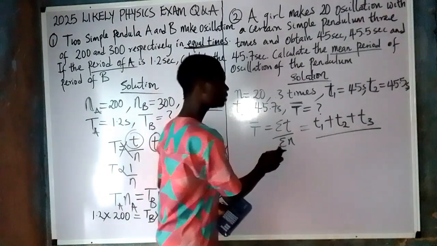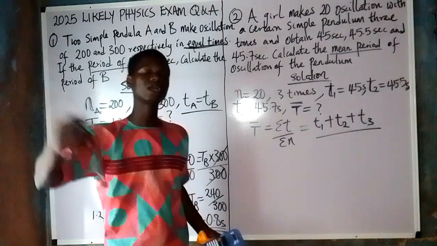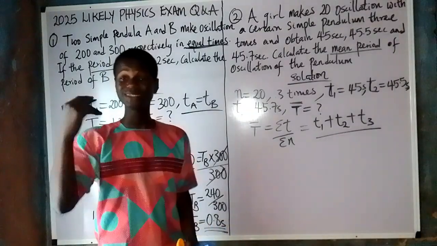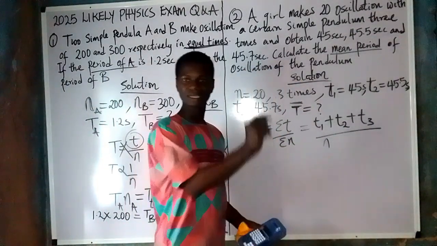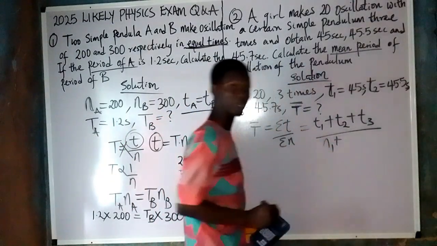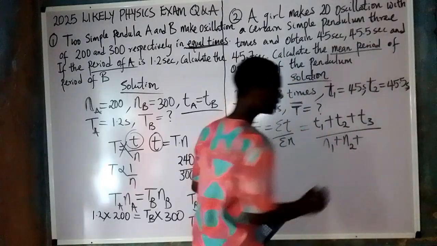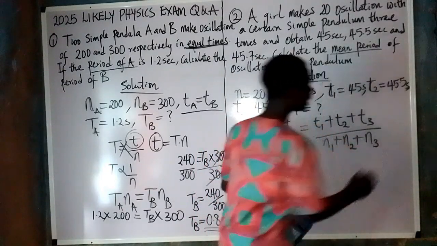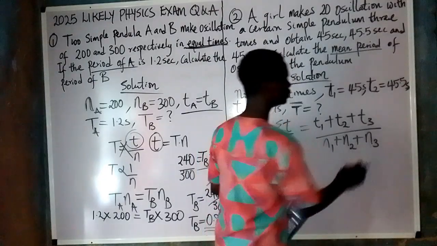Now, sum of n. How many times did the girl make the oscillation? 3 times. So the first time she oscillated it, she had an n1. The second time, she had another n, n2. And the third time she made the oscillation, she had another n. So n1 plus n2 plus n3.